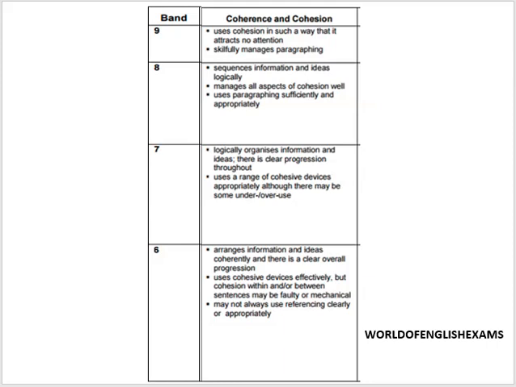Now let's see what are the positive features that can take your score to an 8 for coherence and cohesion. Sequences information and ideas logically.